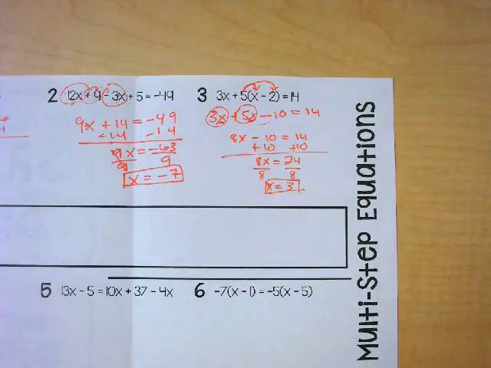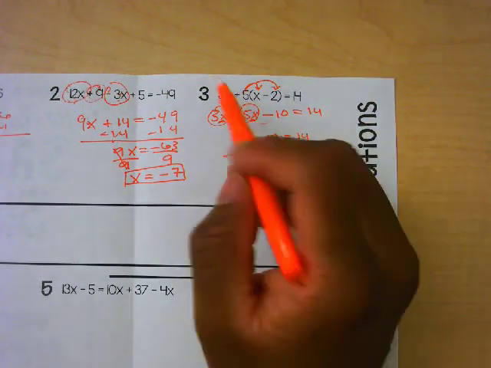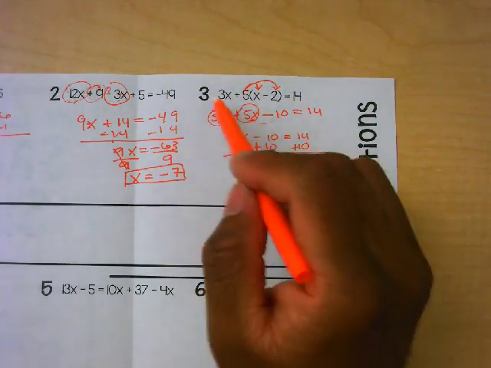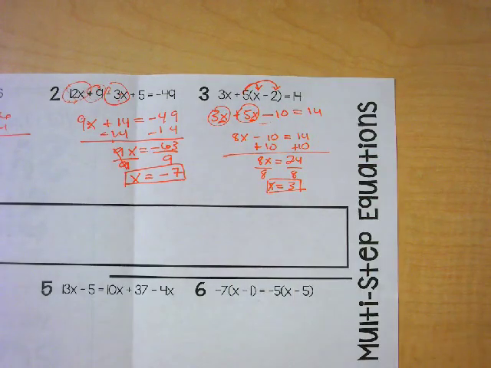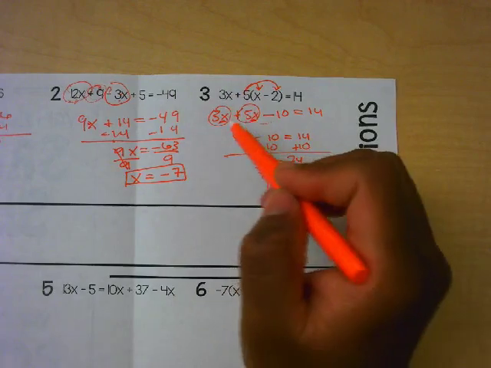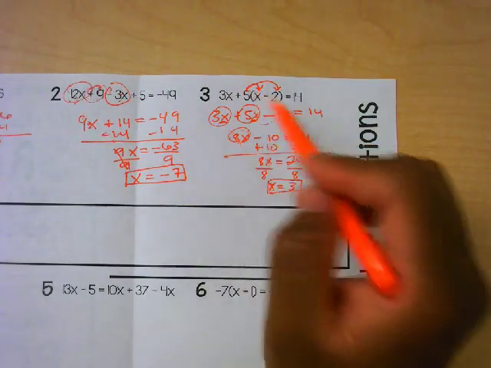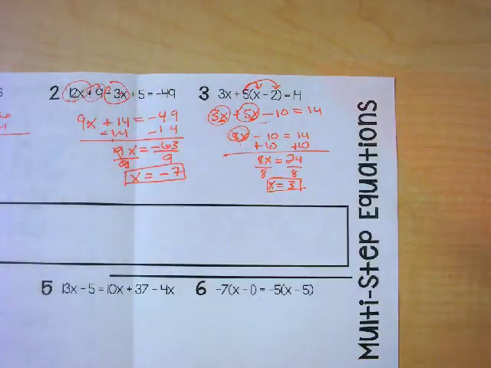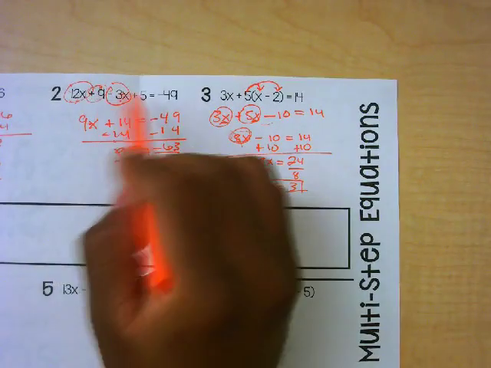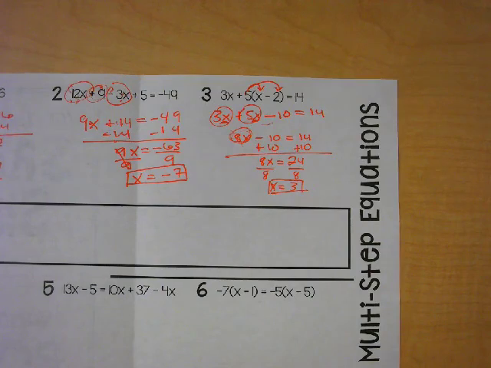So anytime they give you multiple x's or multiple numbers with the same variable on the same side, you just combine them. And then once you combine them, you get that number here. If you're given two integers, you combine those, and like 9 and 5 is 14, so we got that number there. So you just combine the numbers.